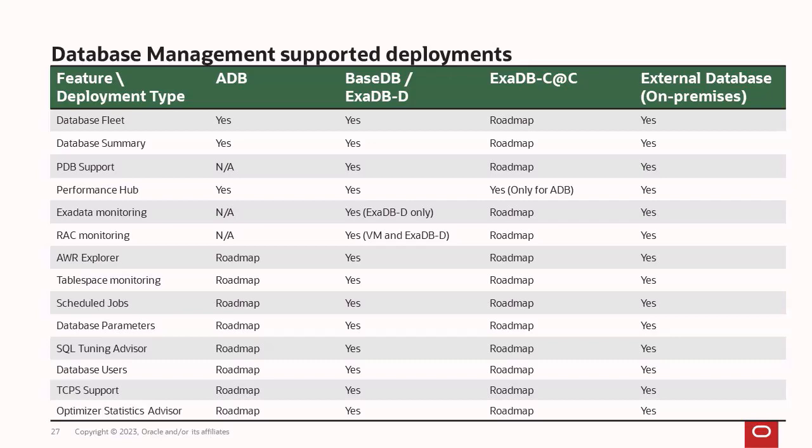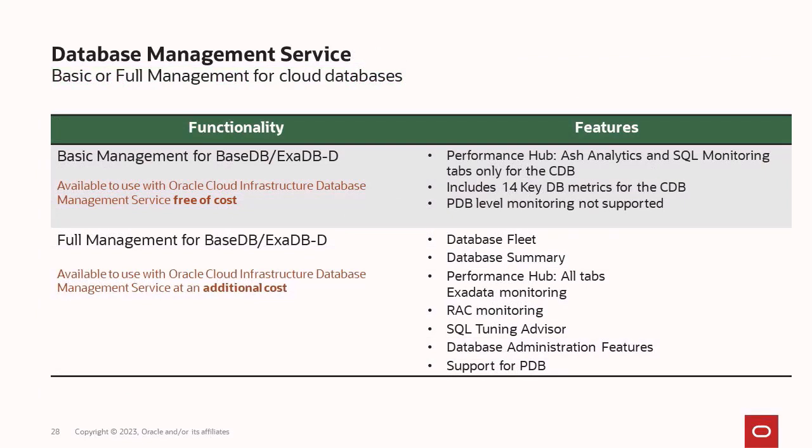For cloud databases, we do have two options, the basic and full management options. The difference between the two is for basic, it is free of cost. You can enable it today. You do get the Performance Hub, which provides the ASH Analytics and SQL monitoring tabs. We will note that this is CDB only. PDB level support is not included in the basic management. And you also get 14 key metrics for the CDB.